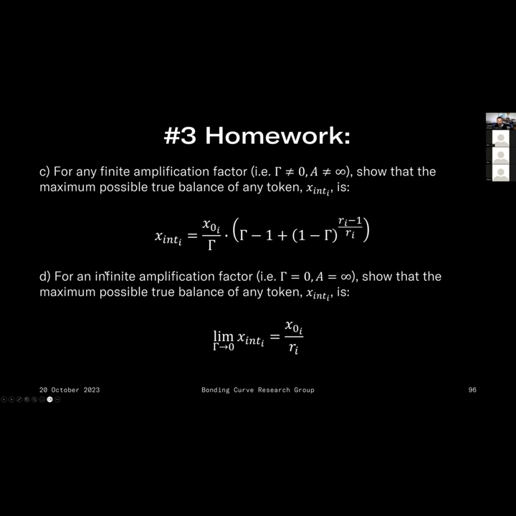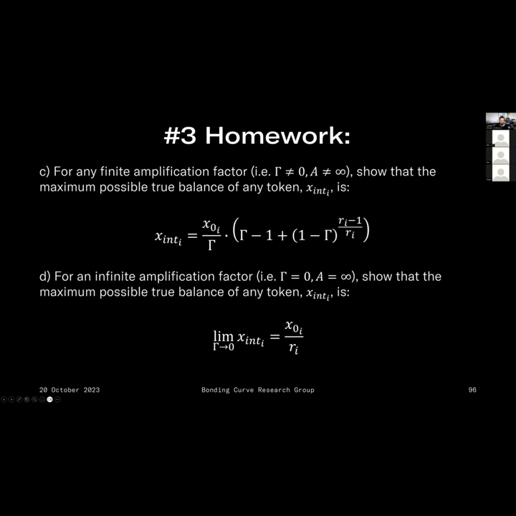Similarly, for an infinite amplification, so when gamma is equal to zero, when A is equal to infinity, show that the limit of this expression is actually just the x zero constant divided by the reserve ratio.